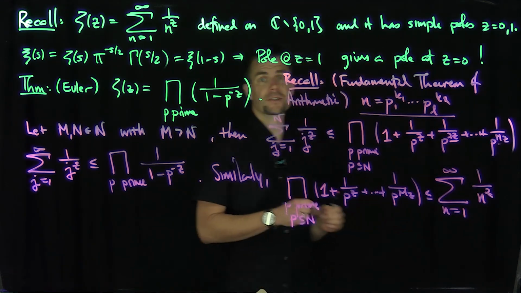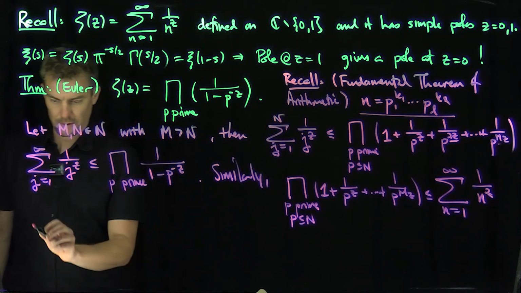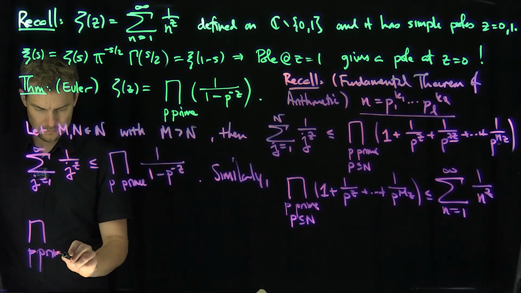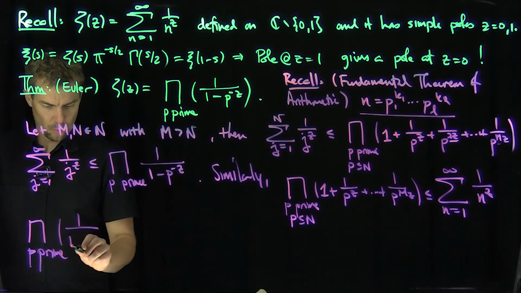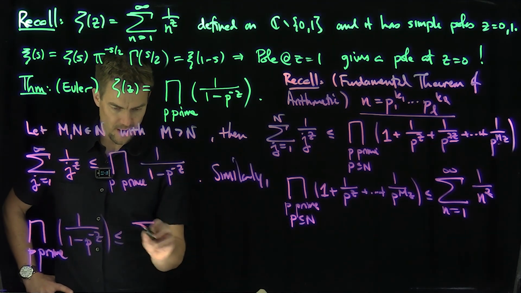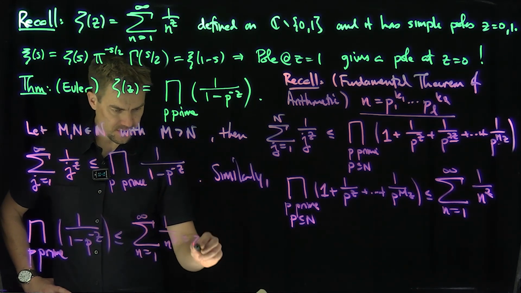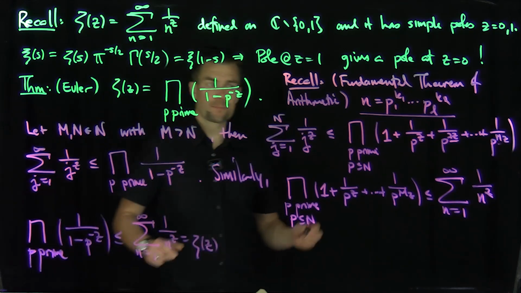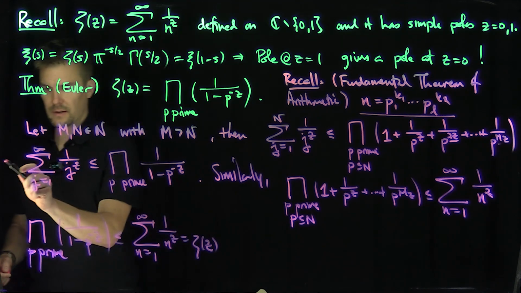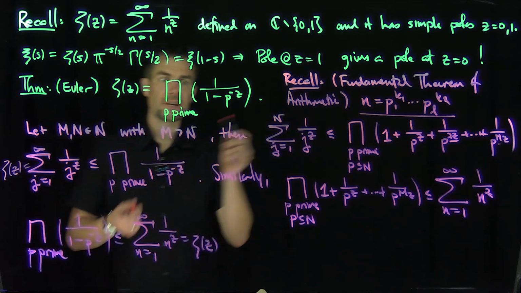So in other words, the infinite series contains all of these expressions and more, right? Now I let m and n go to infinity, right? And conclude that the product over p prime of 1 over 1 minus p to the negative z is less than or equal to the sum, n goes from 1 to infinity, of 1 over n to the z, which is just zeta of z. So we've just proven, of course, that zeta of z is less than or equal to this, and it's greater than or equal to this. Therefore, it has to be equal to this product over here.